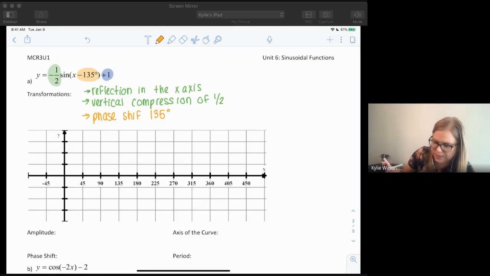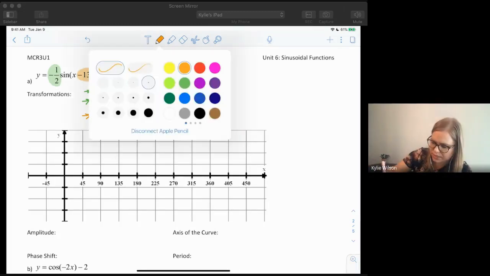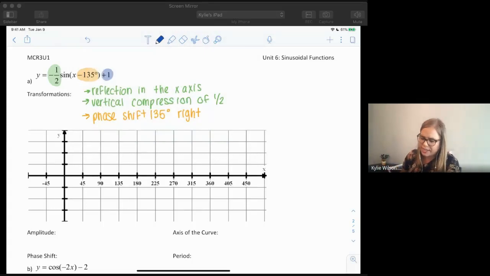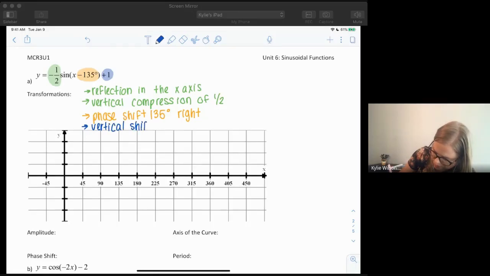135 degrees, and because it's negative, we're going to the right. You can also say translation or shift. I would give you the marks, but just so you can see that for consistency, we'll use that terminology. And finally, we have our C, which is a vertical shift 1 unit up. So that one hasn't changed at all. It's exactly the same. So let's get to drawing this thing.